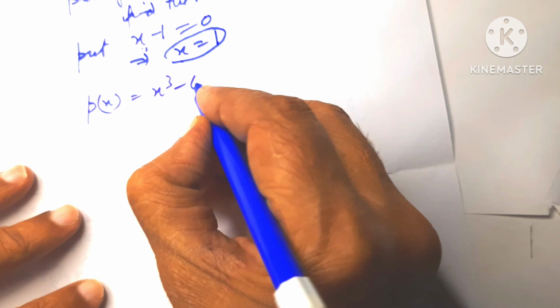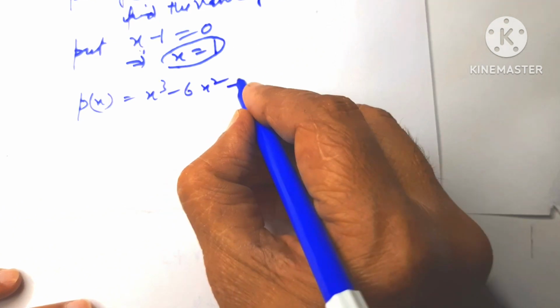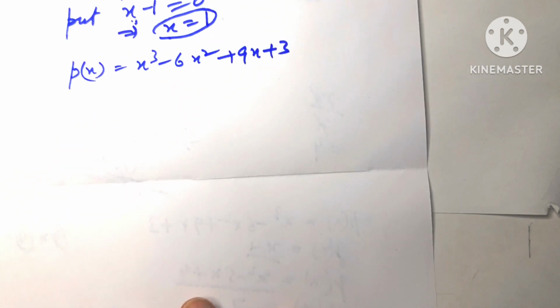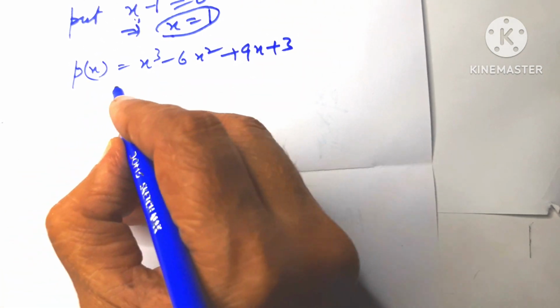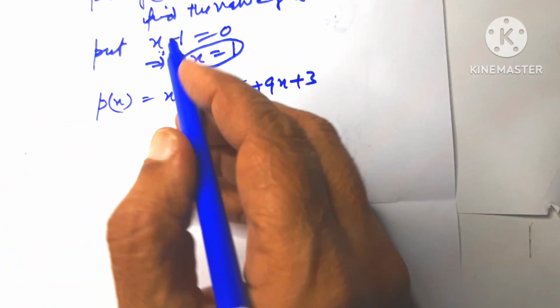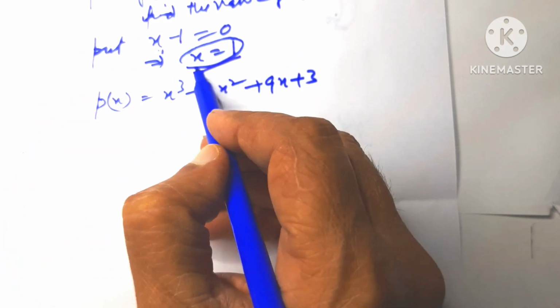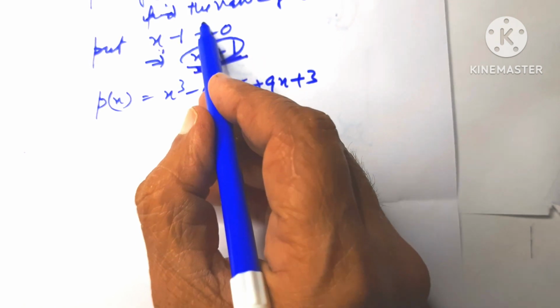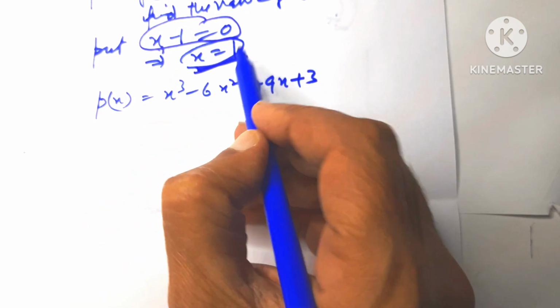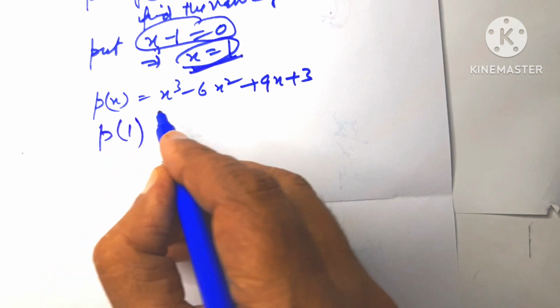We had Px, x cube minus 6x square plus 9x plus 3. This was the Px and this was the divisor. Now to find the remainder, we will put the value x equal to 1. From the divisor, we have found the value of x as 1. Put this value in Px.